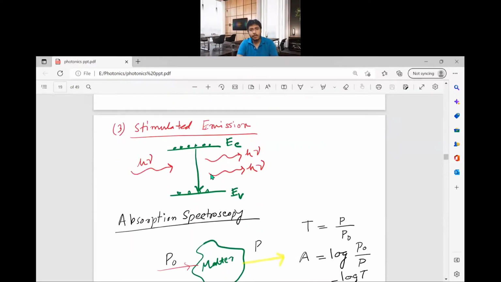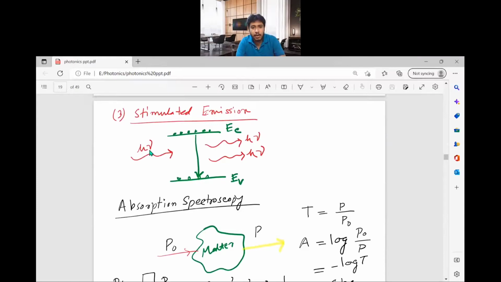And the next one is stimulated emission. If the conduction band has a lot of electrons and the valence band has holes, and a photon of energy h nu hits this material, an electron will jump from the conduction band to the valence band and generate another photon with the same energy as the one that hit the material. So if one photon hits the material, it will generate two photons of the same energy.